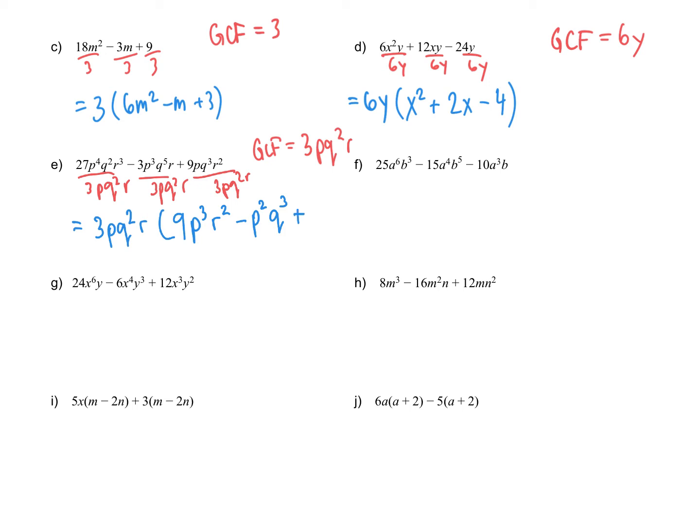Plus 9 divided by 3 is 3. The p's cancel out. Q cubed divided by q squared is just q. R squared divided by r is r. So make sure for these ones you take them slowly so that you don't make a silly mistake with the division. All right, why don't you try F on your own and then come back to check your work.